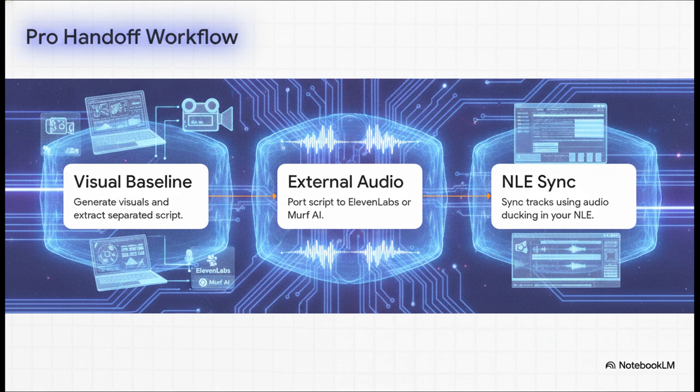Great question. You execute the Pro Handoff workflow. It's 3 steps. Step 1, generate your visual baseline in Notebook LM and ask the chat for the separated transcript. Step 2, port that script to an external audio AI. Think 11 Labs or Murph AI. And here's the trick. Lower the stability slider to force vocal emotion, voice cracks, and intense peaks. It sounds incredibly human. Then, step 3, bring it all into your nonlinear editor, your NLE, and sync it up using audio ducking for absolute syllable-by-syllable control.